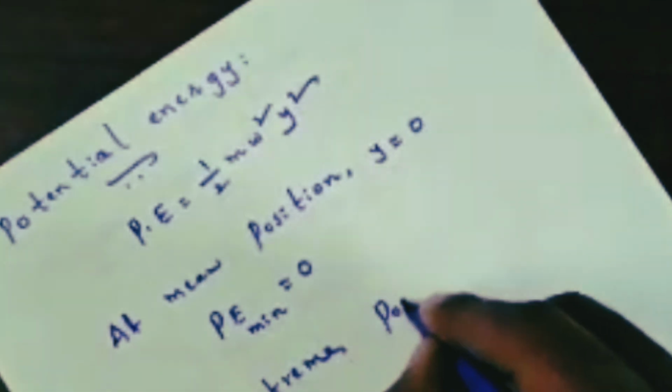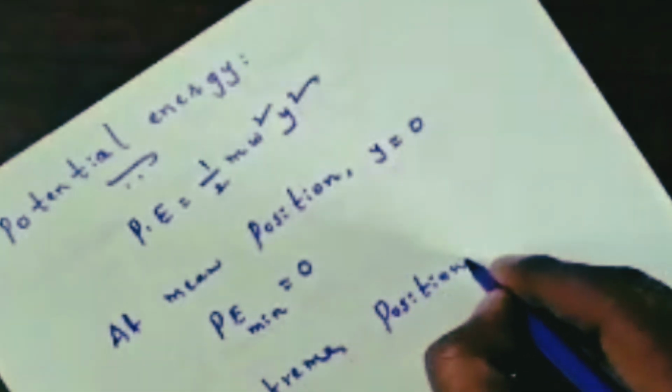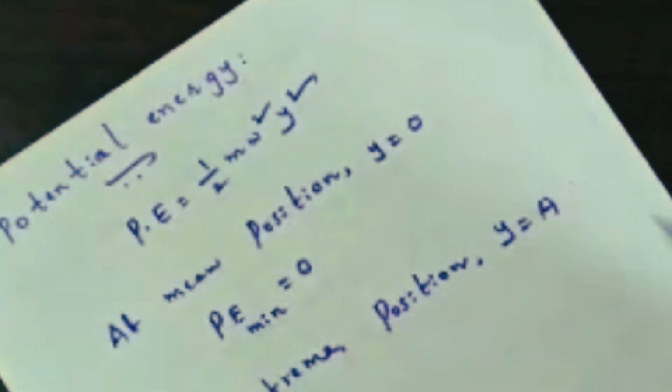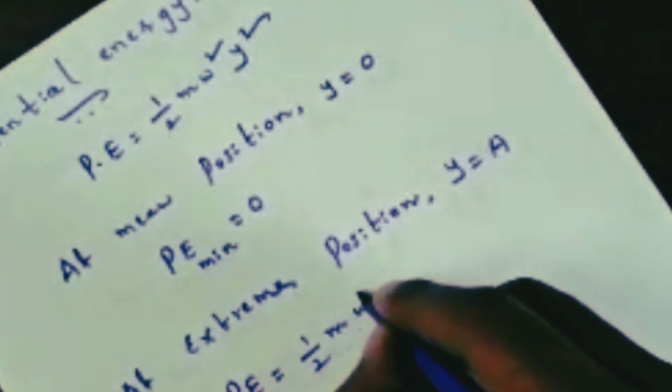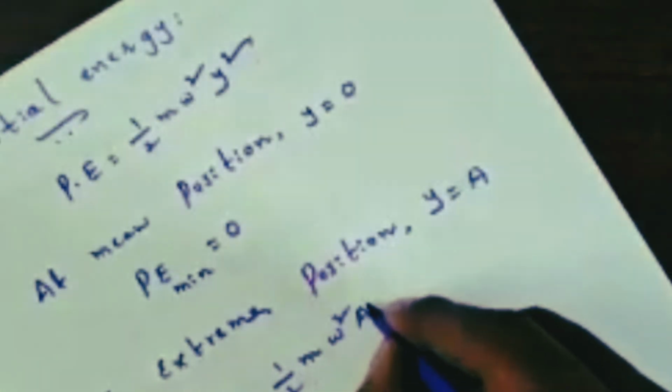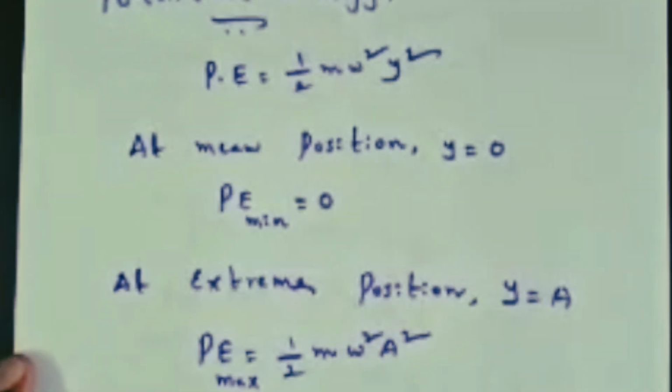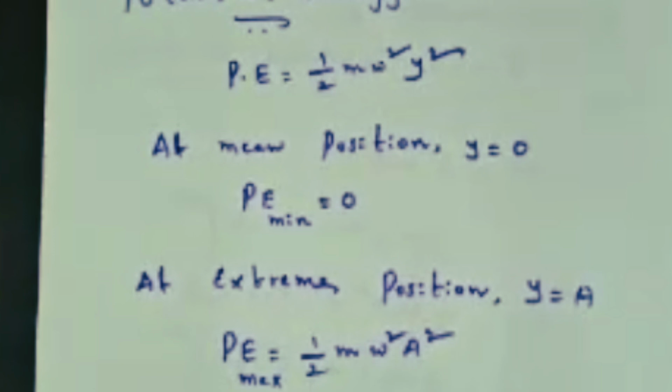Then at extreme position, y is equal to A. So if you substitute in potential energy, PE is equal to half m omega square, and in the place of y, substitute A, that is A square. This is maximum. It means at extreme position, kinetic energy is minimum and potential energy is maximum. Okay.